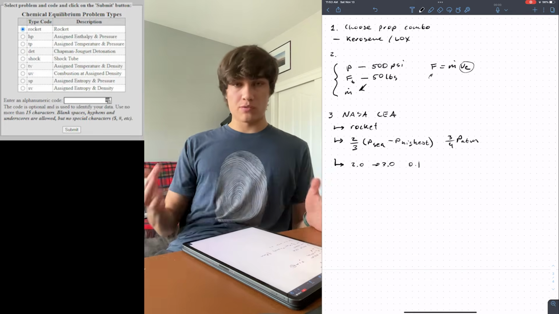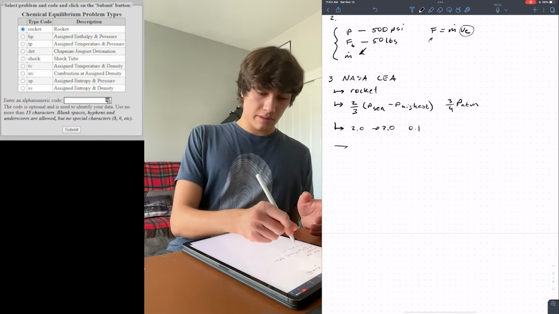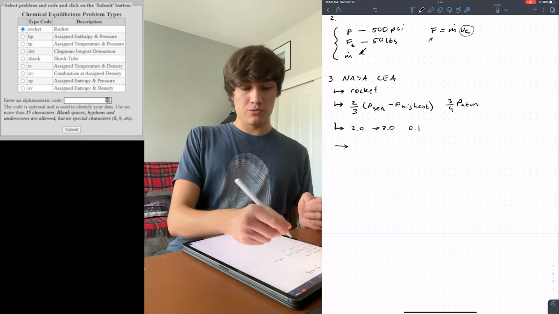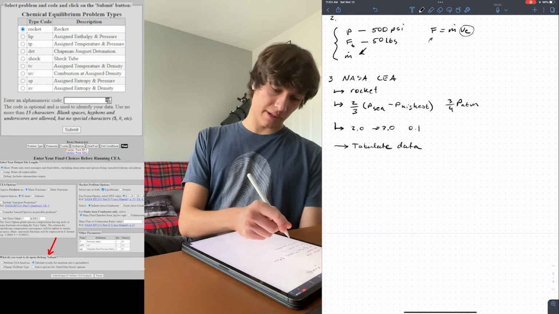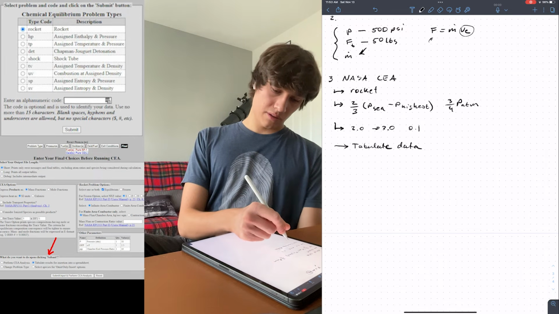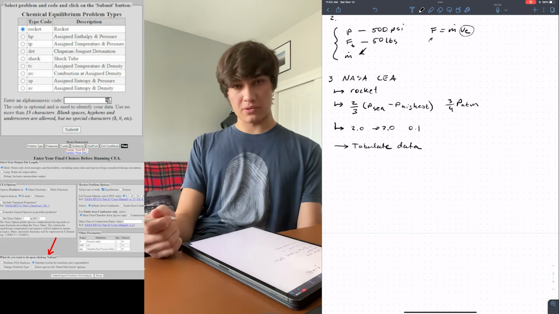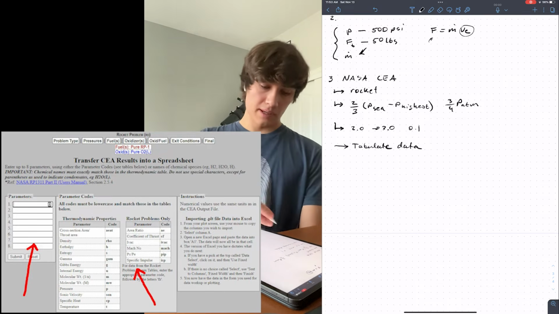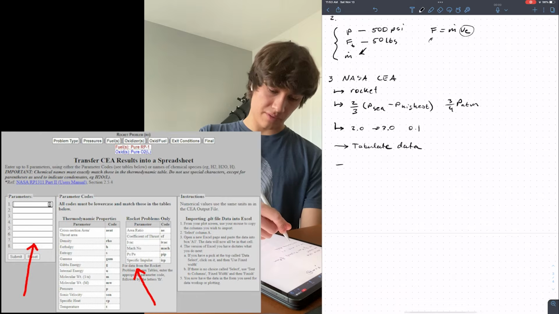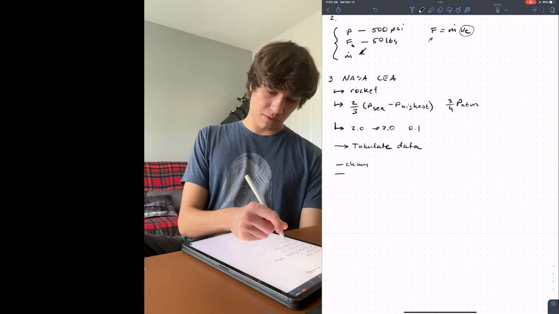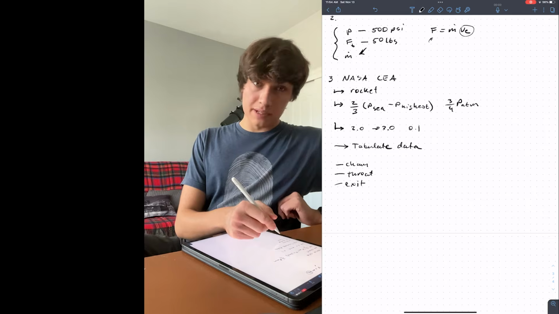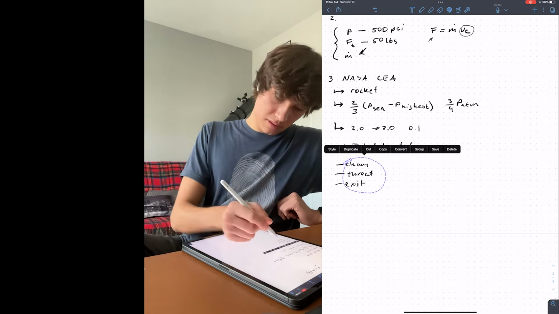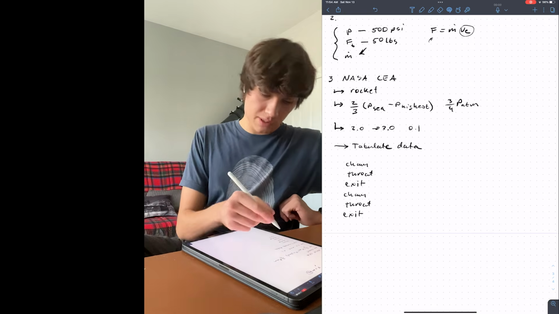Once you've run your CEA, you'll want to export it into Excel. The way to do that is to go to tabulate my data, and then you'll get a list that goes like this. You'll have a bunch of parameters. Choose the parameters that you think are important based on the equations that we discussed. And then you'll get essentially stations. So you'll have chamber station, throat, you'll have exit, if we're choosing an infinite combustor, which we are for now. And then these will repeat one over the other if you chose different OF ratios.